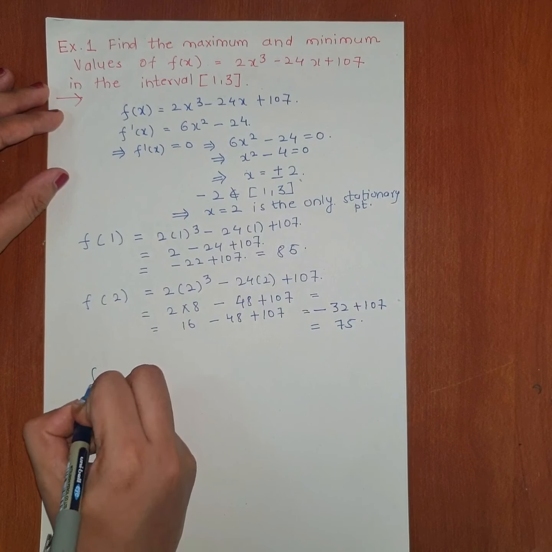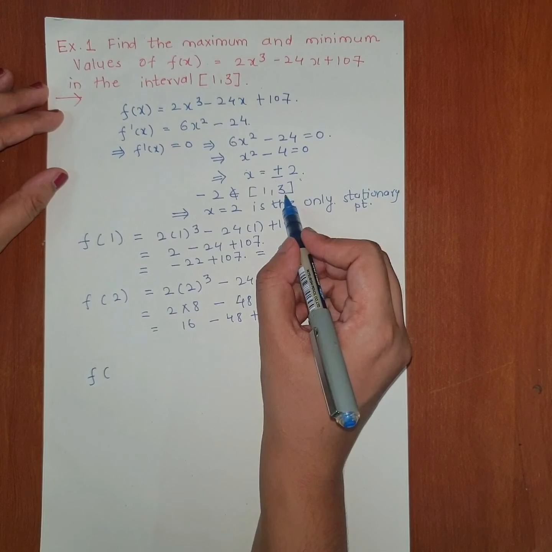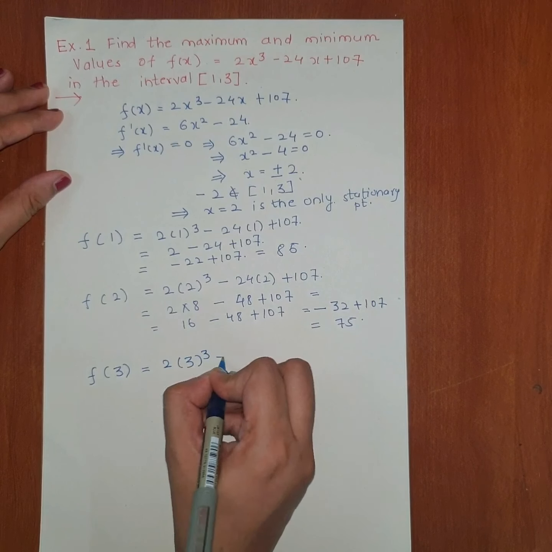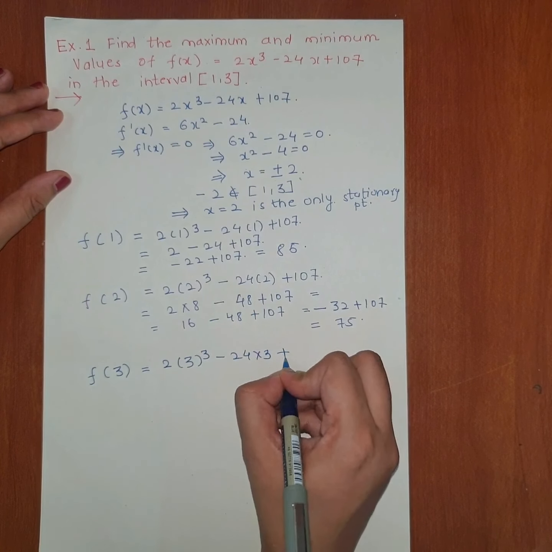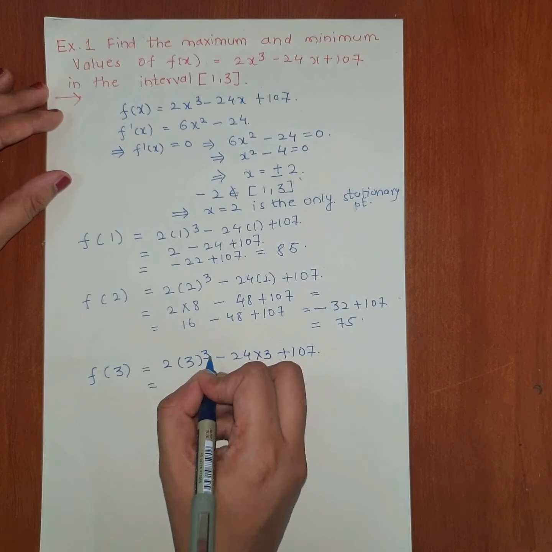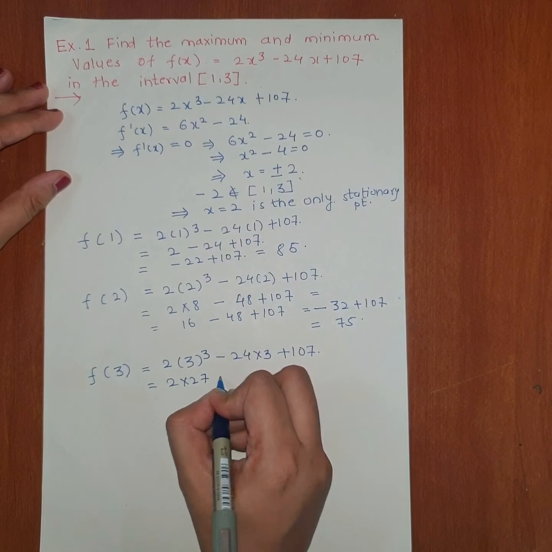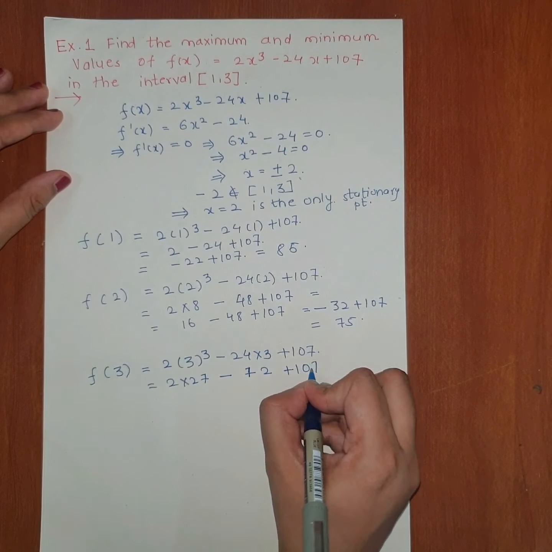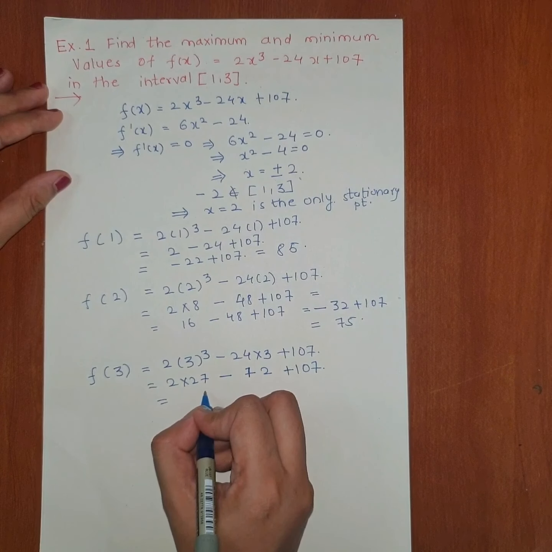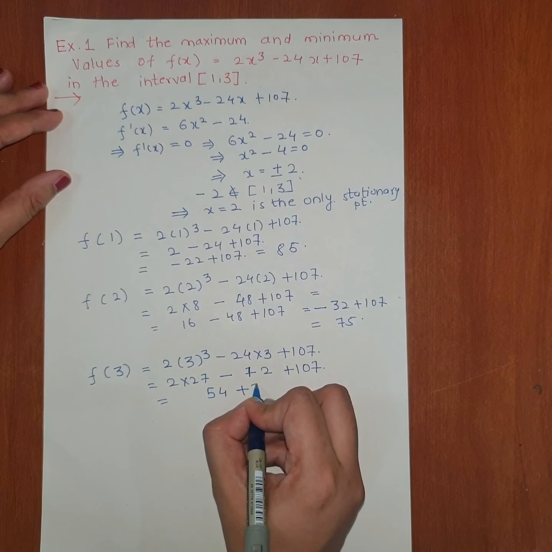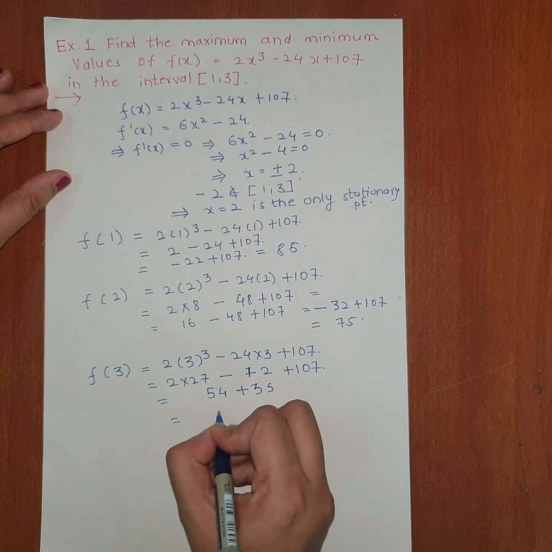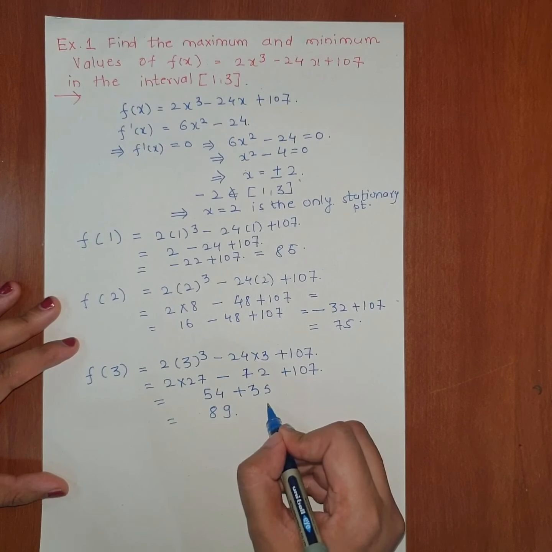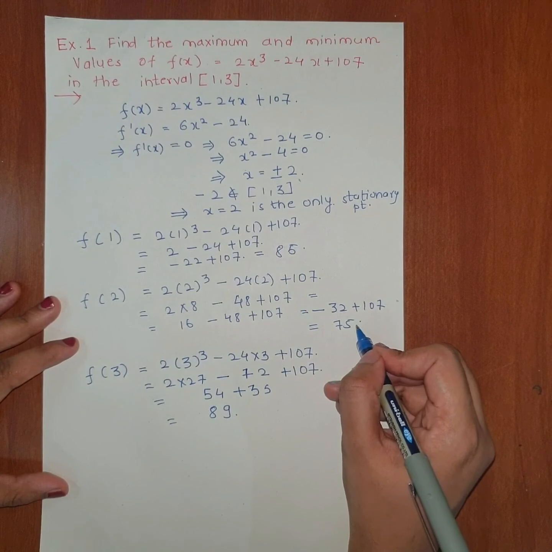Now we find the value of function at point x equal to 3, which is equal to 2 into 3 cube minus 24 into 3 plus 107, which is equal to 2 into 27 minus 72 plus 107, which is equal to 54 plus 35, which is equal to 89. So here we got 89 as a maximum value and 75 as a minimum value.